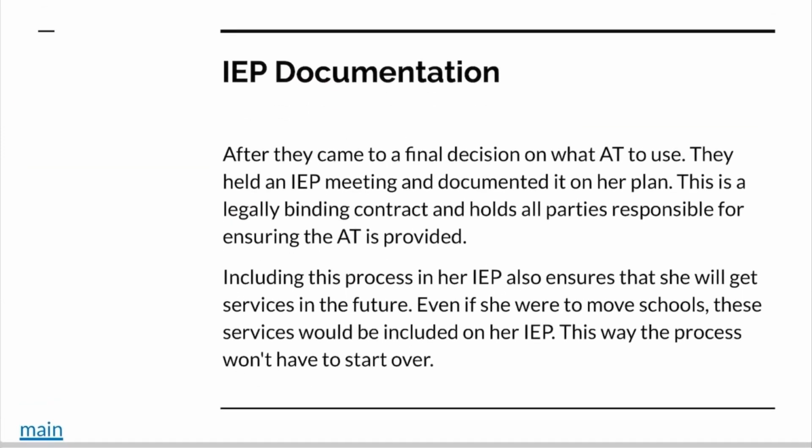IEP documentation is the next step. After they came to the final decision about what AT to use, they held an IEP meeting and documented it in her plan. This is a legally binding contract and holds all parties responsible for ensuring the AT is provided. Including this process in her IEP also ensures that she'll get services in the future, even if she were to move schools. These services would be included on her IEP. This way the process won't start all over again.